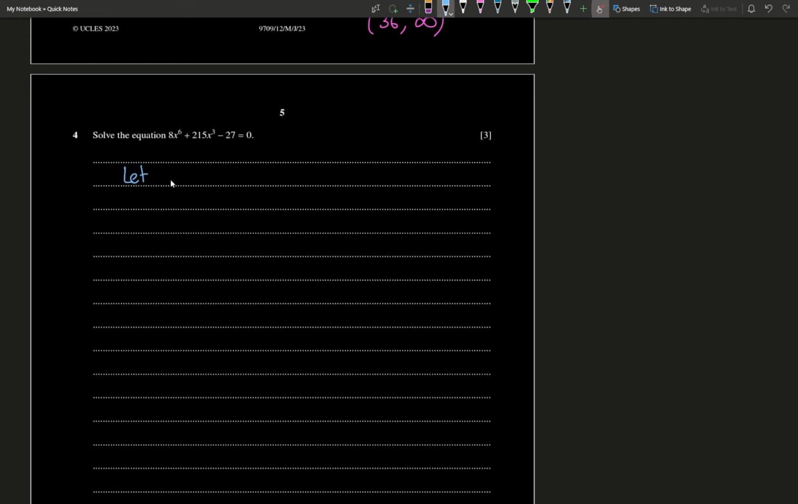فتكتب كده let x raised to the power of 3 is equal to another variable, let's say مثلا y. ماشي. If x raised to the power of 3 is equal to y, therefore we can say that y square is equal to x raised to the power of 3 squared, and then we'll multiply our exponents, giving us y square is equal to x raised to the power of 6. فأنت just substitute this into your equation. 8 times x raised to the power of 6 اللي هي y square plus 215 x raised to the power of 3 اللي هي y minus 27 is equal to 0.